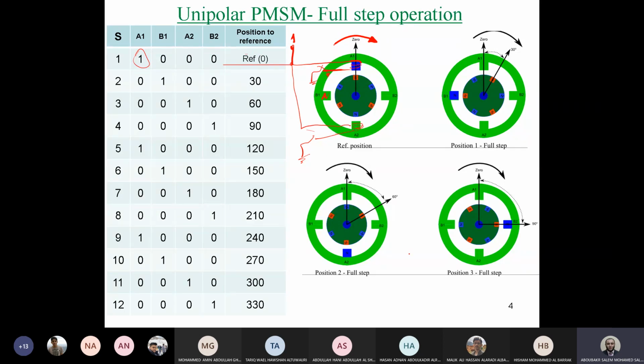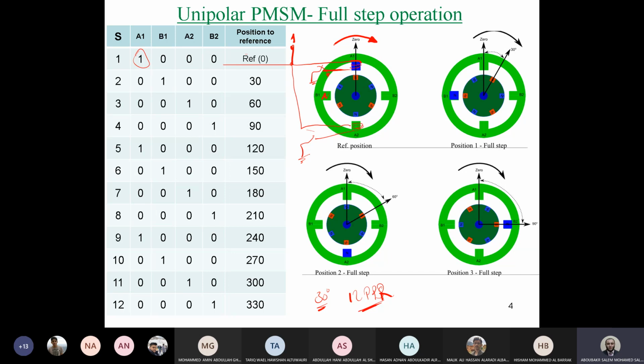For a 30 degrees step angle, you will need 12 pulses per second. Right, guys? Sorry, pulses per revolution, not pulses per second. Pulses per revolution. So this is for unipolar operation.